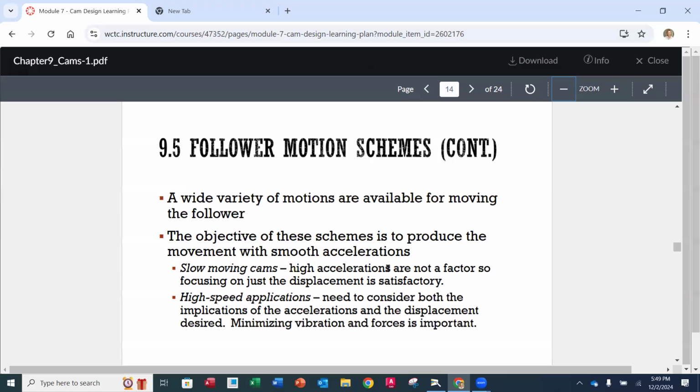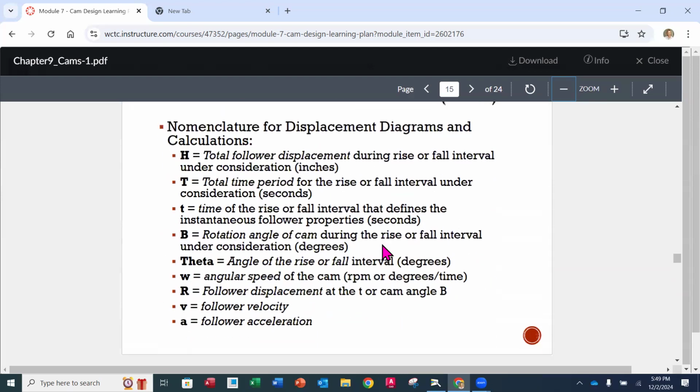For high-speed applications, though, we have to consider the implications of the accelerations, because they can cause high vibrations as well as the follower coming out of contact with the profile of the cam. So we'll look at the different ones that we have here.